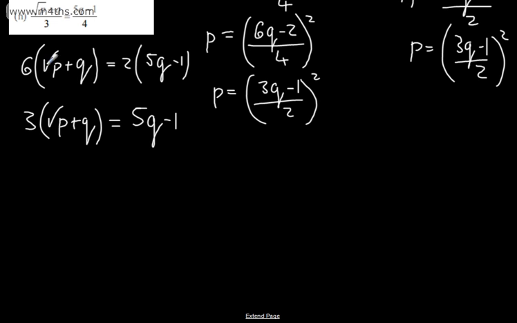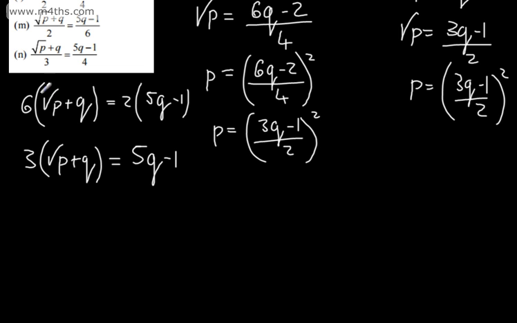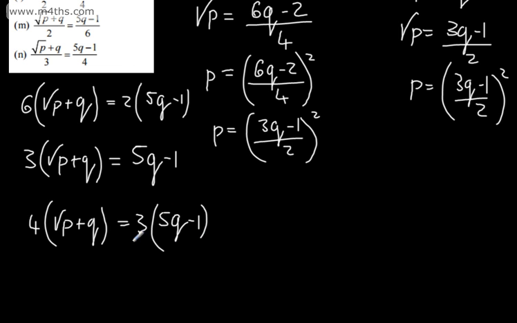With this one, again, cross-multiply or multiply through by the lowest common multiple. Now, the lowest common multiple of 3 and 4 is 12. So if we multiply both sides by 12, we'd have 4 bracket root of p plus q is equal to 3 bracket 5q minus 1, which gives you something very similar to what it looked like if you cross-multiplied. But again, entirely up to you.